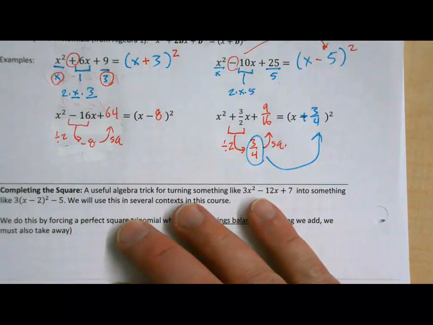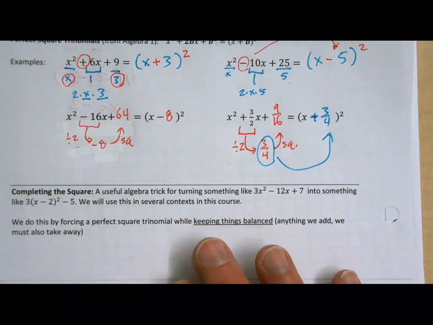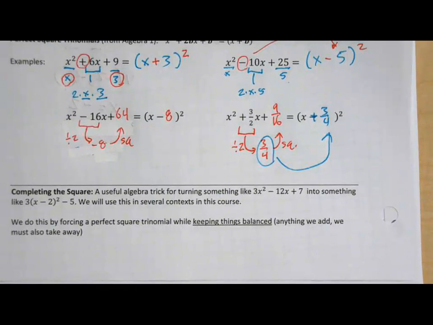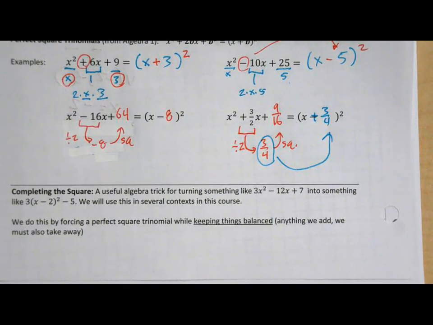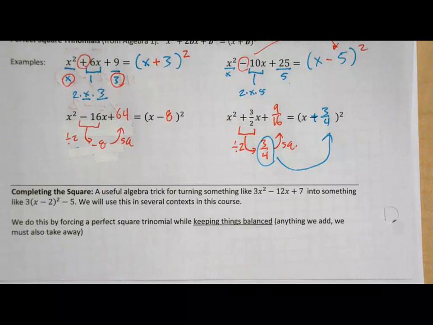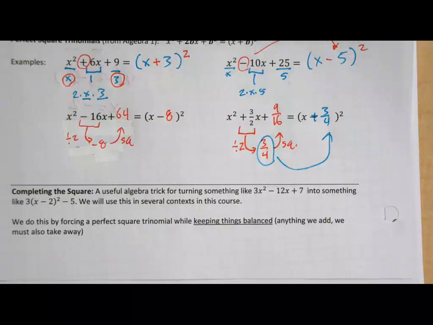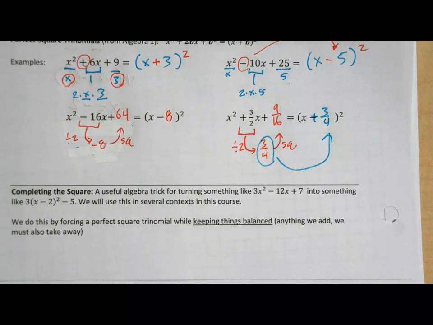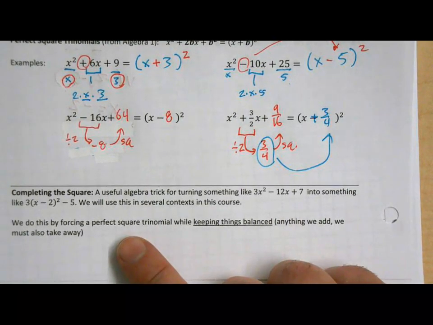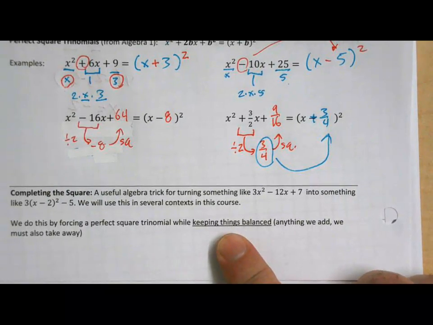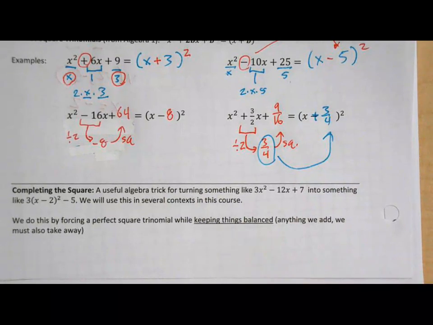So completing the square is useful to us in a couple different contexts. We are going to use it right now to go from standard form to vertex form, but there are a couple other ways that we're going to be using this in this course. So we're going to go into this particular context, but before we do, I want to remind you that the trickiest thing for me about completing the square is making sure that we keep things balanced.